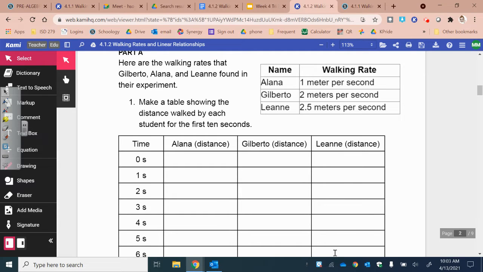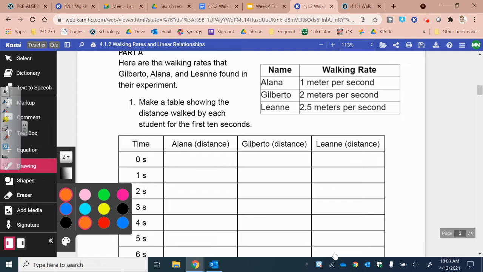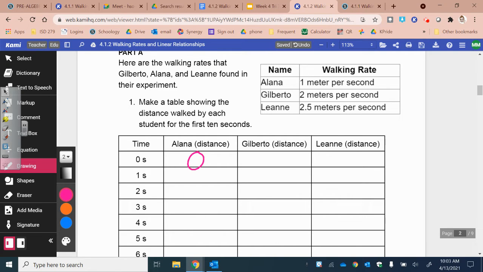So, for example, for Alana here, remember, in 0 seconds, she hasn't walked any distance at all. So she's got 0 distance in 0 seconds. And then Gilberto has done the same amount of walking in 0 seconds because you can't move anywhere in 0 seconds. And then the same will be true of Leanne. So they all have the same starting point of 0 meters, right? It's like if they all started at the same place.